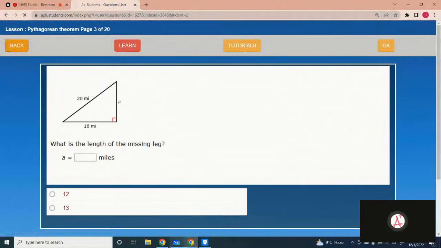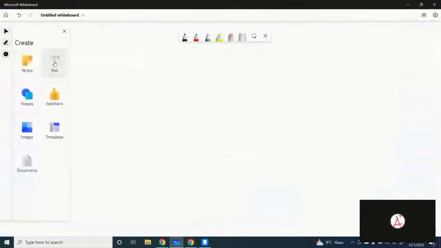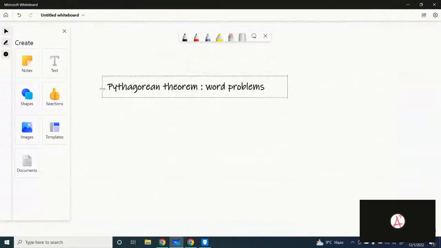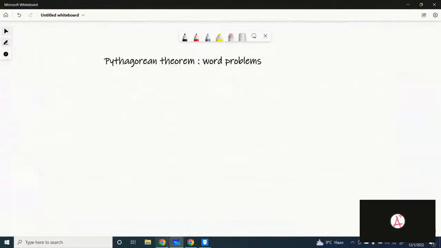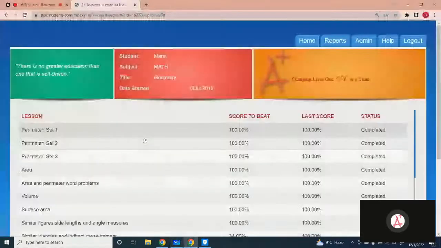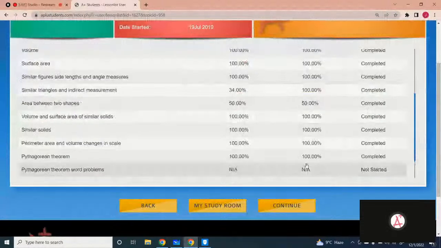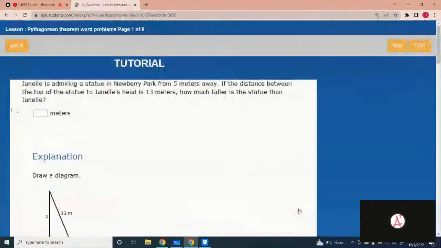Okay, just click on the back button. Let me write down the next lesson name. The lesson name is Pythagorean theorem word problems. We are on grade 9 maths. The chapter name is geometry. And here is the lesson name, that is Pythagorean theorem word problems. Okay, let's start with the test.